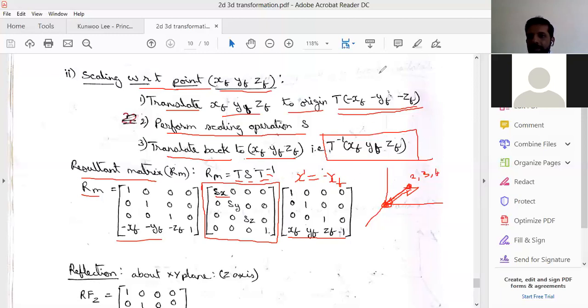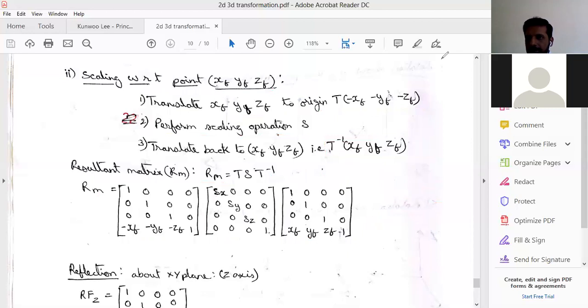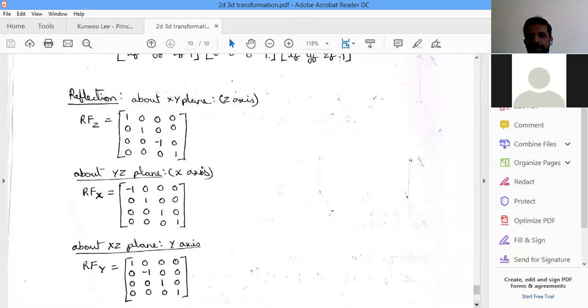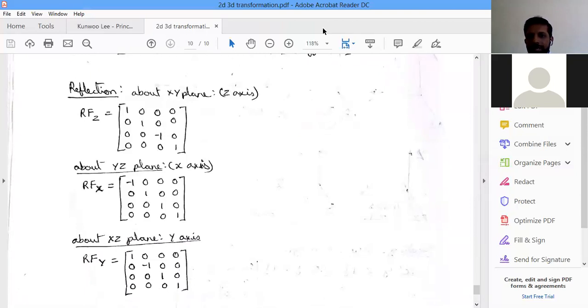And yes, the next one, the last part that we have over here, is about reflection. So reflection in this case, okay. Just a second. So we would have seen something like this.